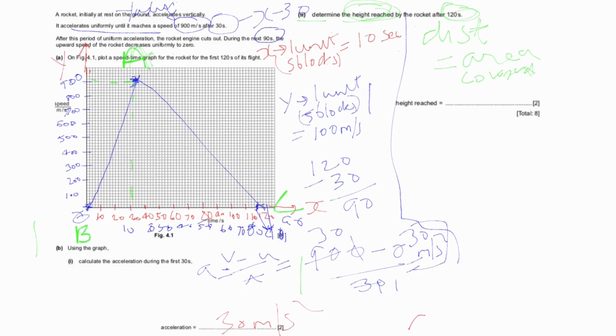Now the base is here till here, 120. So the base we know very well, and the height also we know very well, 900. So base equals 120, and height equals 900. Area of any triangle is half into base into height. So area of the triangle equals half into 120 into 900.